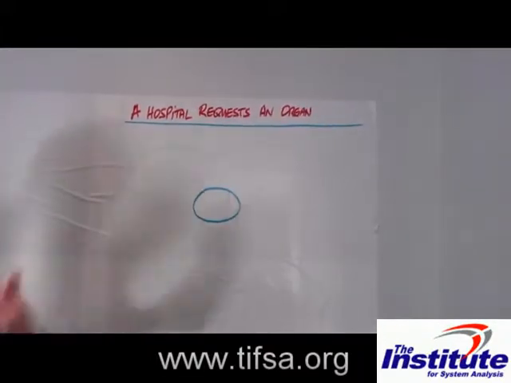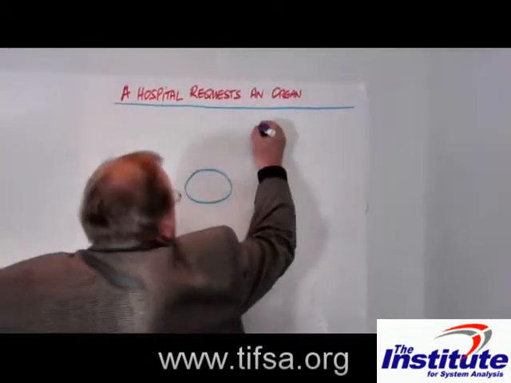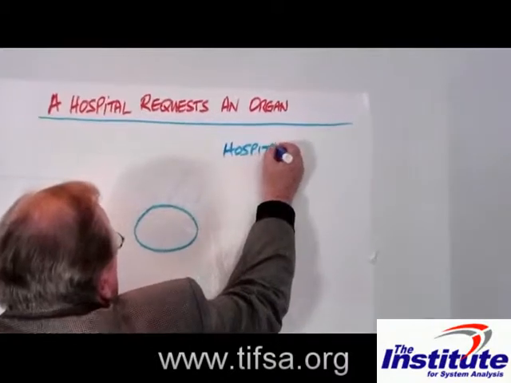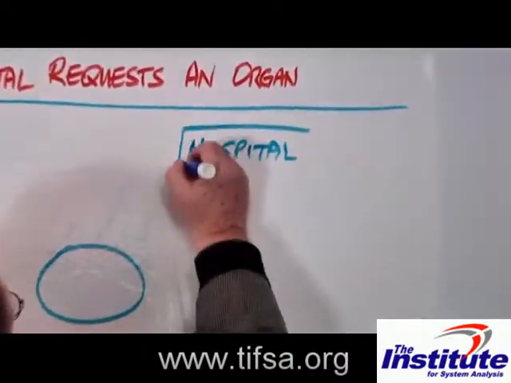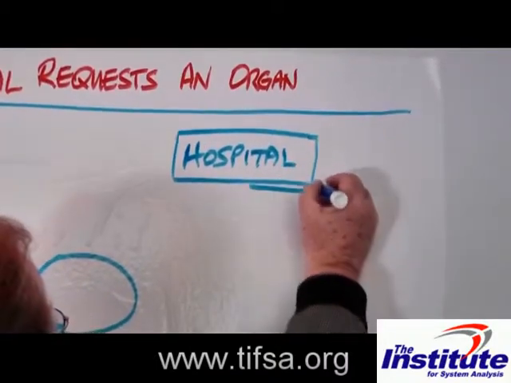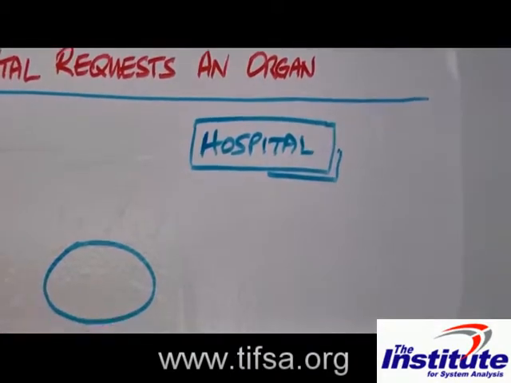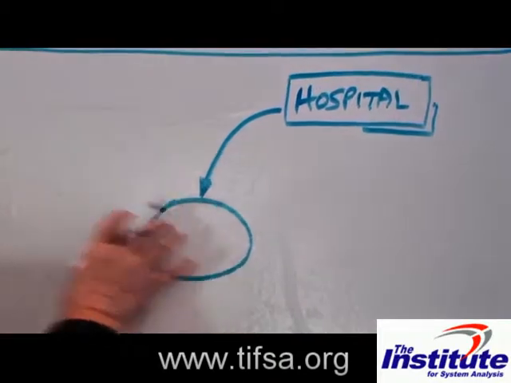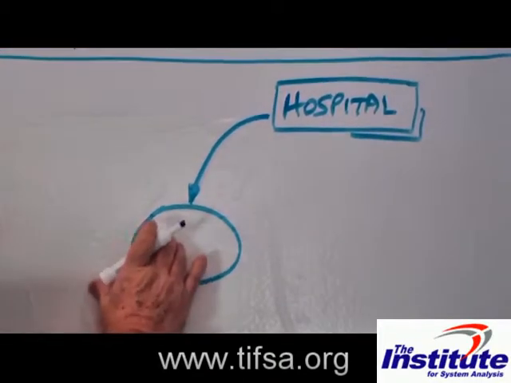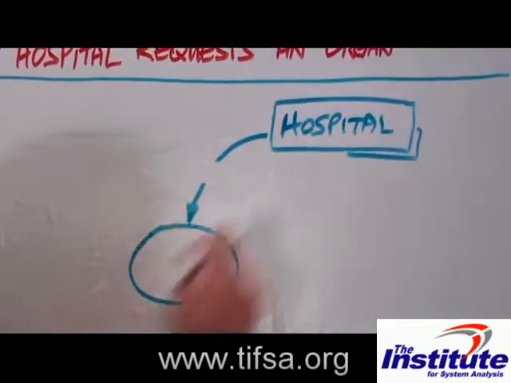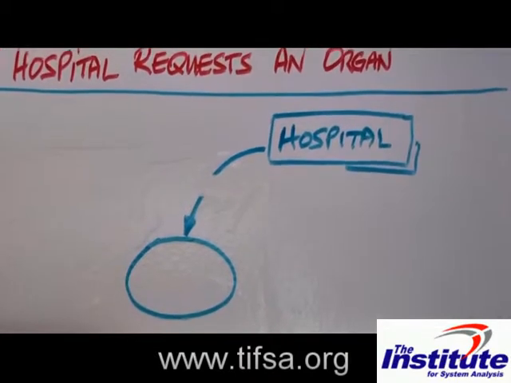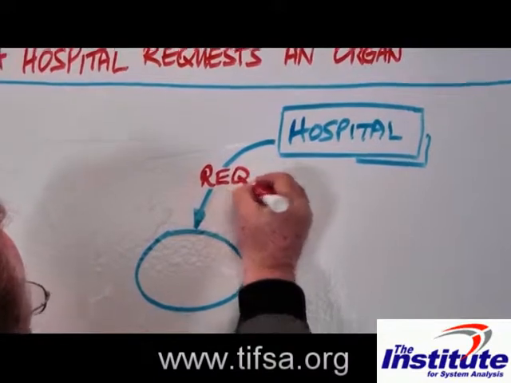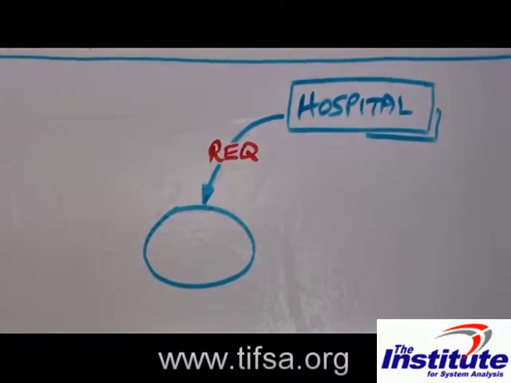Well, we know because we get the request. So I'm going to put hospital here as a terminator, and I'm going to put a data flow from the hospital to us in terms of the processes of the system. Okay? And what we're going to get from the hospital is an organ request. And I'm just going to put request there.